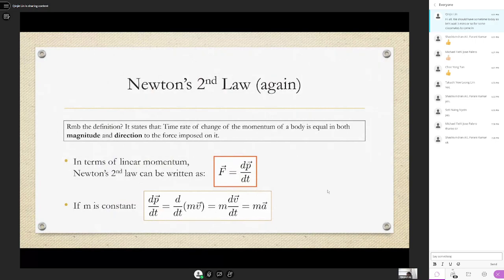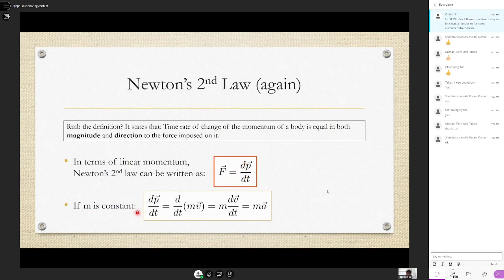So remember this definition. Newton's second law: the time rate of change of the momentum of a body is equal in both magnitude and direction to the force imposed on it. At that time I said maybe some people don't know momentum yet, so we simplified Newton's second law to just F equals ma. But this is actually the more general form. So the second law is actually given by F equals dp over dt, the rate of change of momentum.